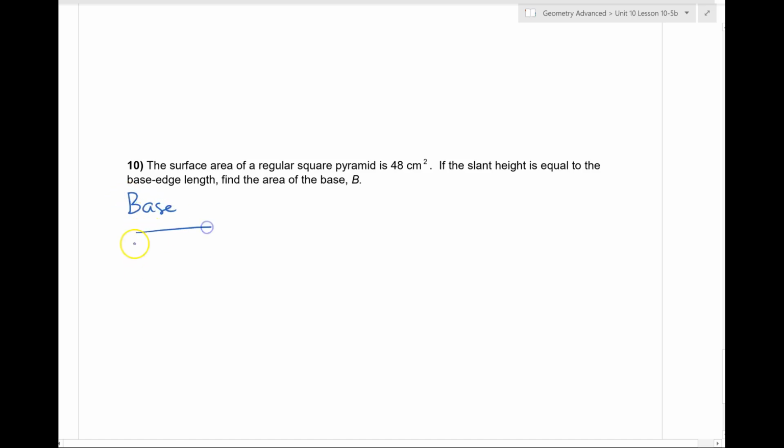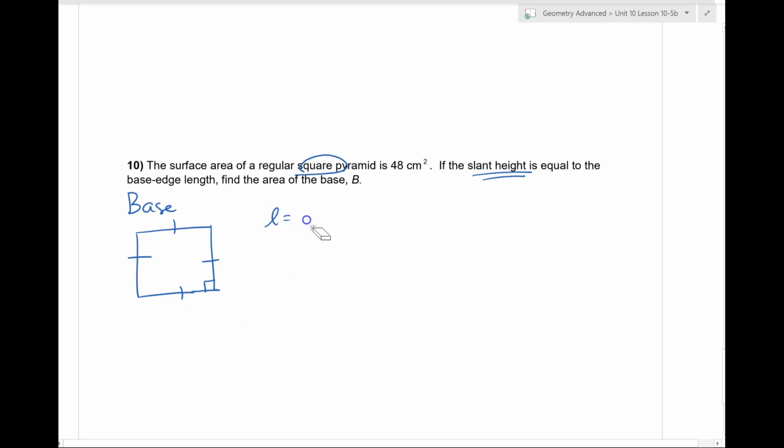we're going to draw the base. And the base we know is a square. And the thing is, do we know the length of it? No. But we do know the slant height is equal to the base edge length. So if I said this was my base edge length is S, okay, would you agree with me the slant height is also going to be S then?